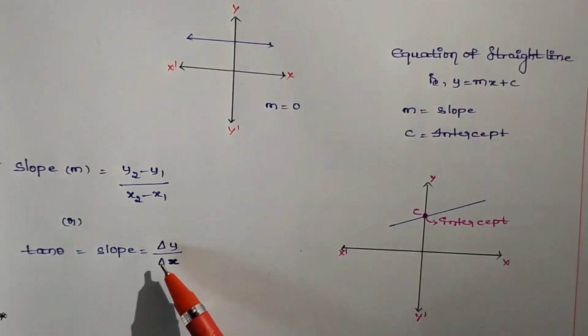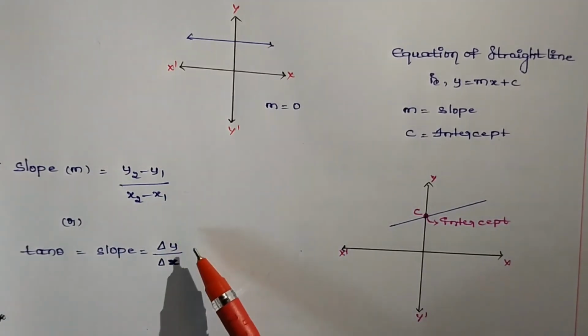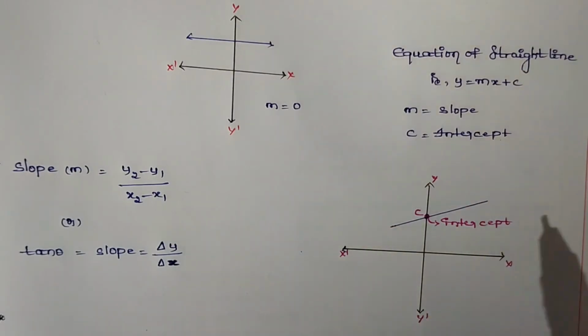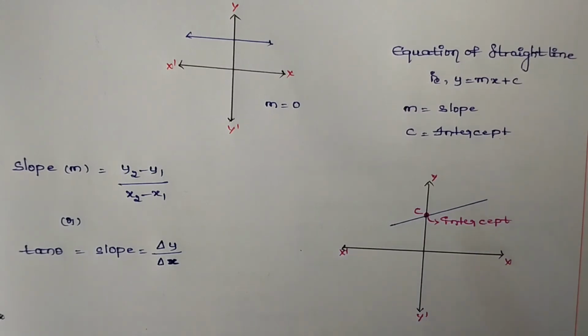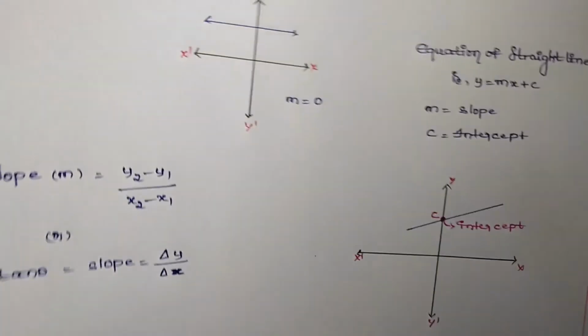By calculating slope, you can get the physical quantity, and it is defined as the ratio of the change in the y coordinate to the change in the x coordinate, since it gives us the dimensions of the perpendicular and base of a right angle triangle.